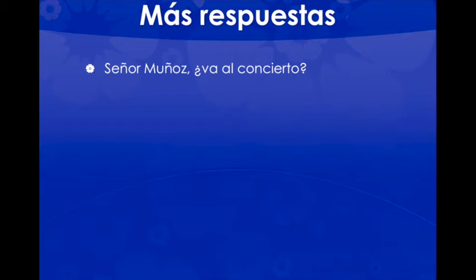Next we have Señor Muñoz, va a concierto. You are saying, Mr. Muñoz, are you going to the concert? We're talking directly to him. We're not talking about him like he is going to the concert. And we know we're talking to him just because there's a comma directly after his name. Whenever you see a comma after somebody's name, it means you're talking to the person. And because we're using a formal title with him, Señor, he is going to be used in the usted form, not the tú form. Usted va al concierto. Are you going to the concert?